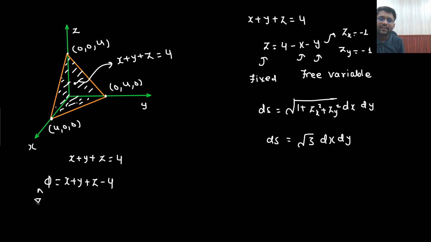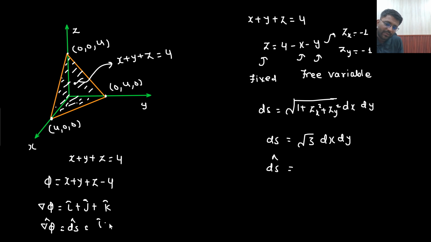Basically, first I am calculating the gradient of phi. It will represent the surface area vector, which comes out to be i cap plus j cap plus k cap. But I only need the direction. That means I need the unit vector representing the direction of surface area. That would be i cap plus j cap plus k cap divided by root 3. Yes, sir, this will be one of the directions.